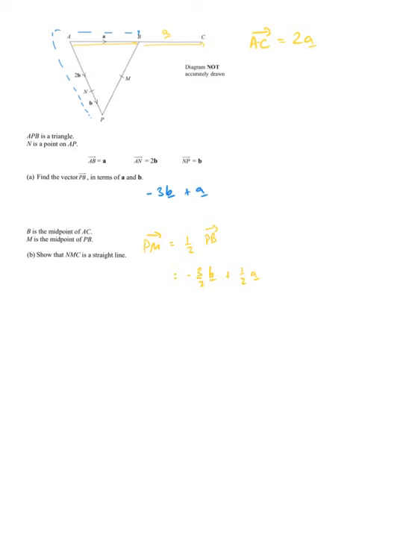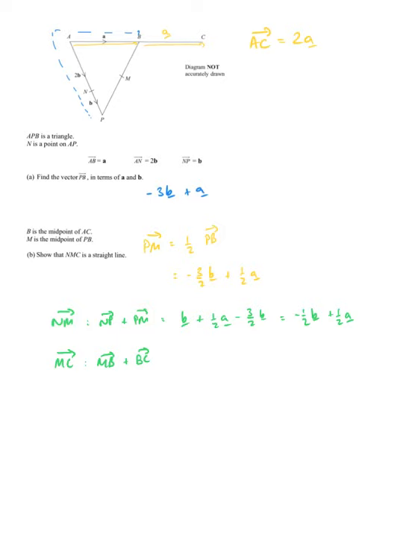So, to show that these are on a straight line, I'm going to need to know the vectors NM and MC. So, NM is going to be NP plus PM, which is B plus a half A minus 3/2B, which equals minus a half B plus a half A. Now for MC, I'm going to do MB plus BC.